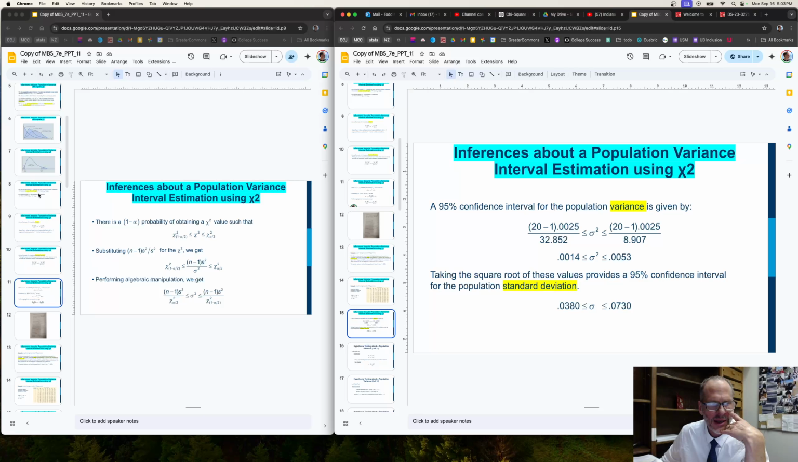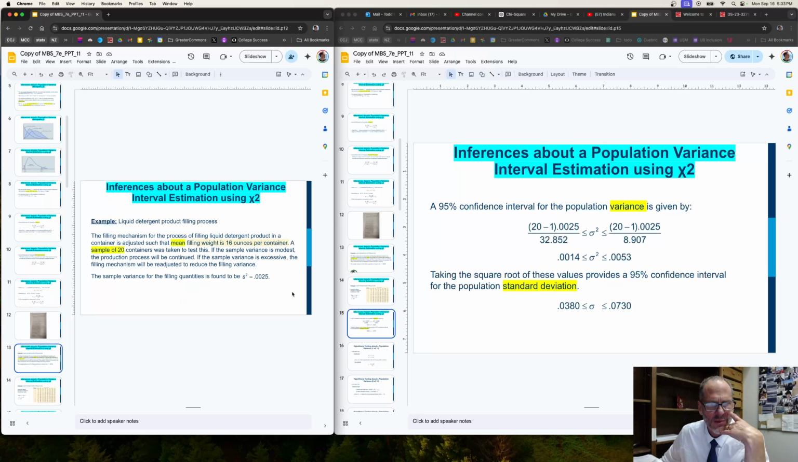Just comparing our confidence interval with what we came up with: our sample variance is 0.0025, so we're between 0.03 and 0.07. And that's dealing in ounces there. So that's how you do that.